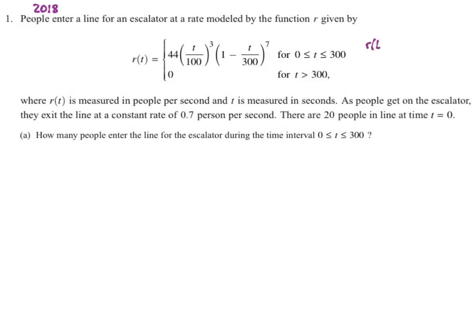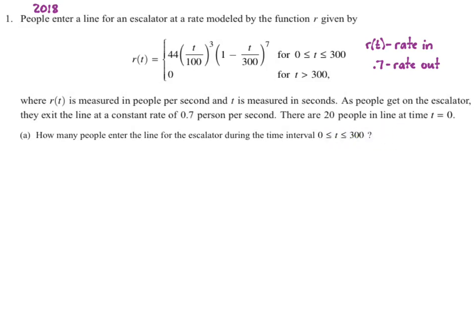So we would say that our rate in is r of t and our rate out is just 0.7. So 0.7 is a rate. Keep that in mind, that's important. And then it tells us there are 20 people in line at t equals 0. So there is our initial condition here.